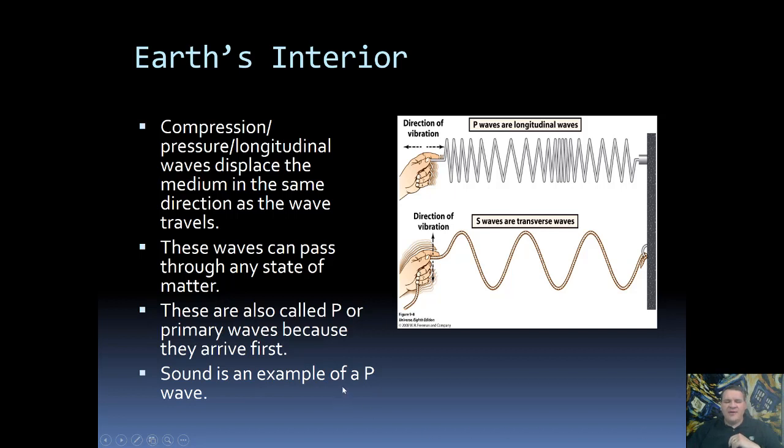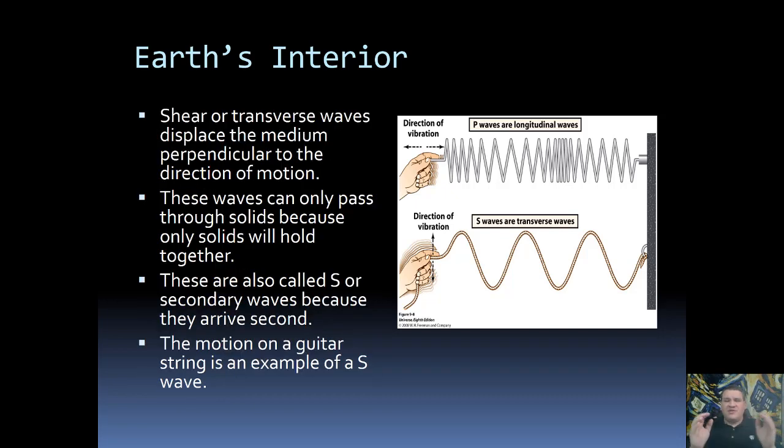One example of a P wave is sound. Okay, as sound travels, it's actually compressions and stretches in the air that lead to slight pressure differences, and it's those changes in pressure that actually cause your eardrum to vibrate back and forth.